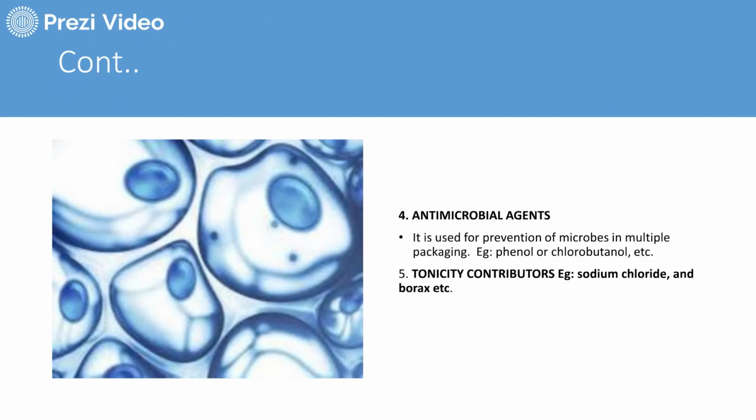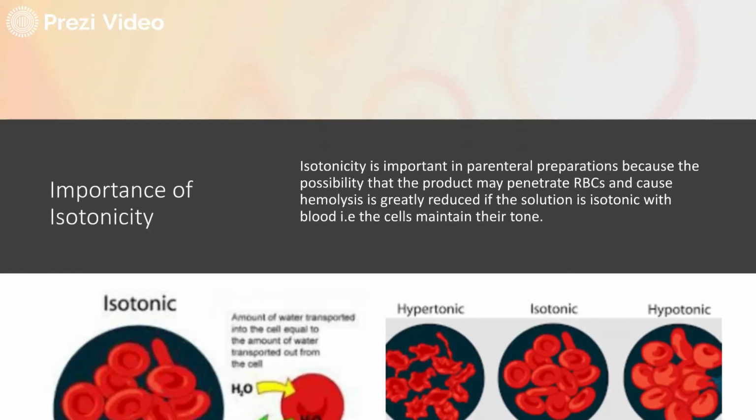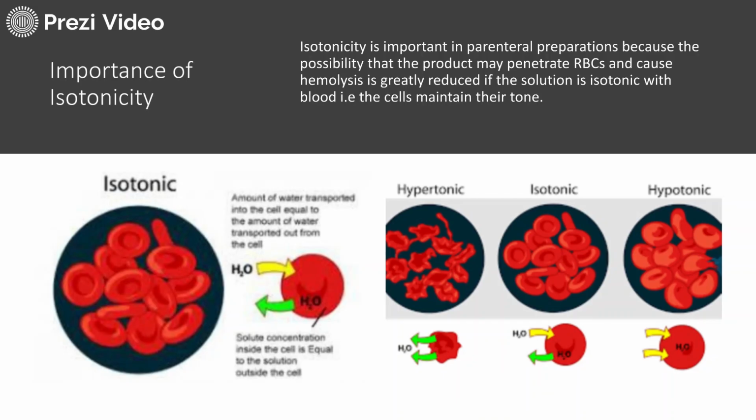Then we use antimicrobial agents. These are substances which are added, also known as preservatives, for the prevention of microbes in multiple dose packaging. For example, phenols, chlorobutanol, etc. Apart from that, tonicity contributors are required because we want the formulation to be isotonic with the plasma. For example, sodium chloride and borax. So these are the components of the formulation additives.